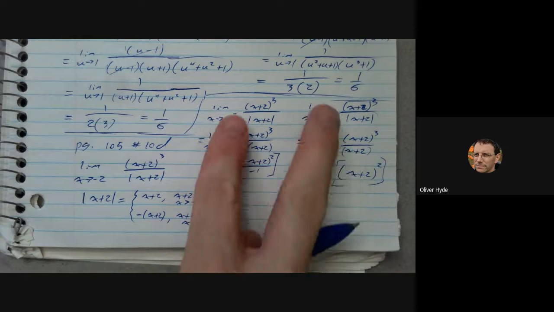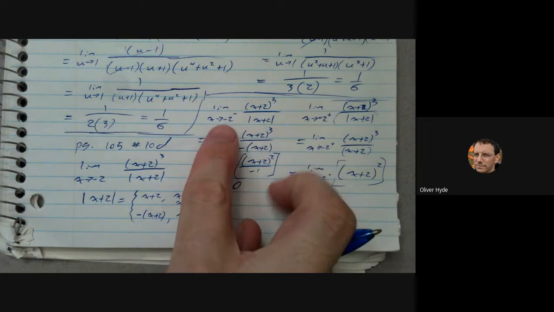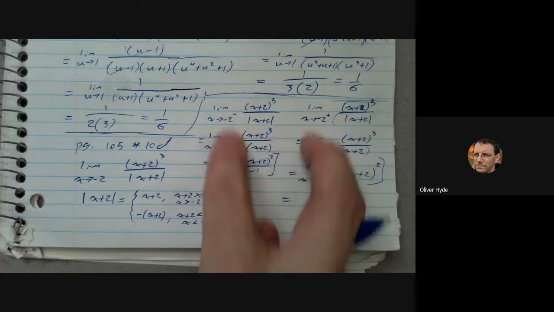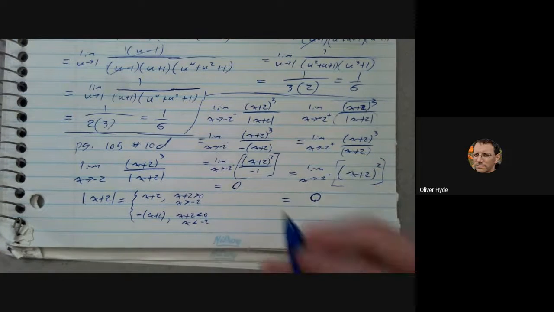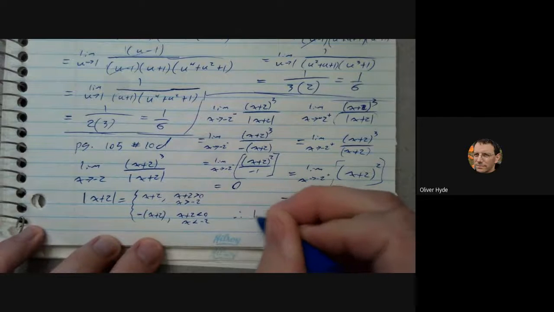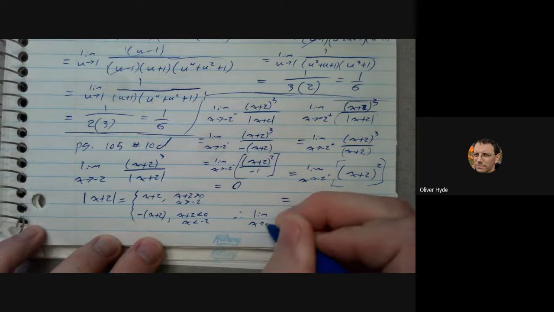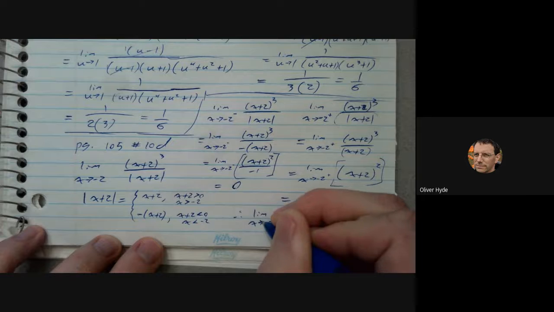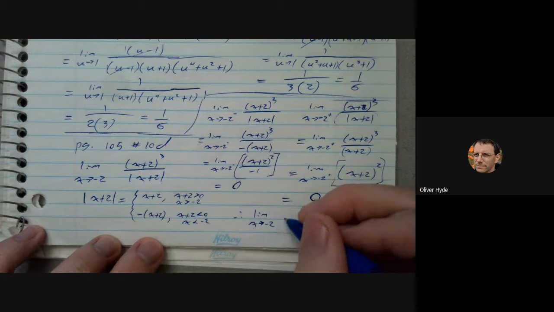So I don't feel like I need to say that since the behavior from the left is equal to the behavior from the right, then the limit exists. I think I'm just going to conclude the limit as x approaches -2. The behavior from both sides converges to the same number.